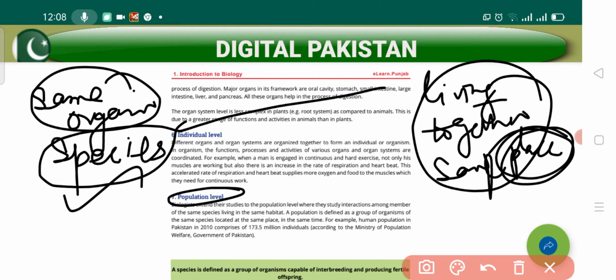Let's suppose, beta, what is the population of your class? You all are the same species, one thing. You all are in the same place, so it's a population. What is the population of the school? Obviously, you all are living in the same place in your school and you are all the same species, same organism. What is the population of Pakistan? You are all the same species and you are all living in the same place, that is Pakistan. So the population of Pakistan is 73.5 million, and that was in 2010. So this is known as a population level.